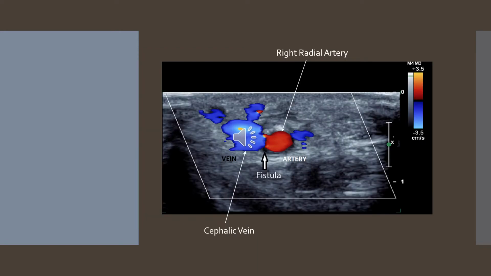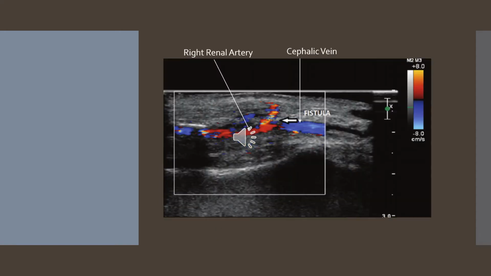Here you can see a Doppler ultrasound in a transverse view of an arteriovenous fistula between the right radial artery and the cephalic vein. In this Doppler ultrasound, it shows a sagittal view of the arteriovenous fistula connecting the radial artery to the distal cephalic vein.